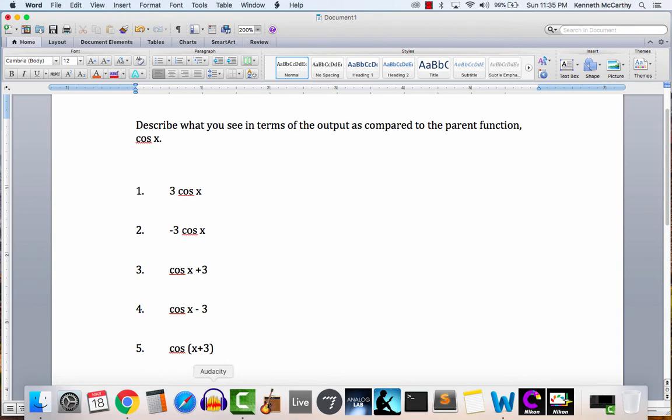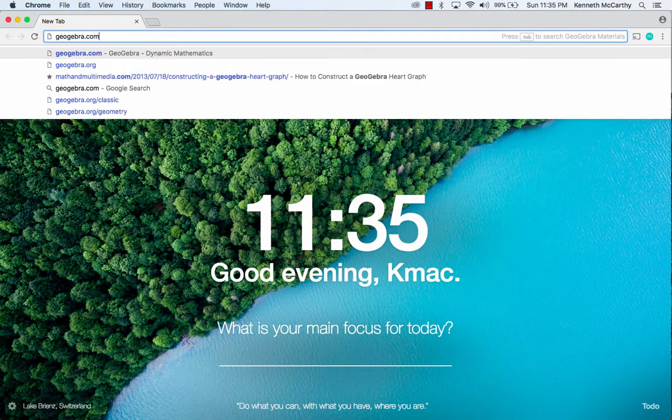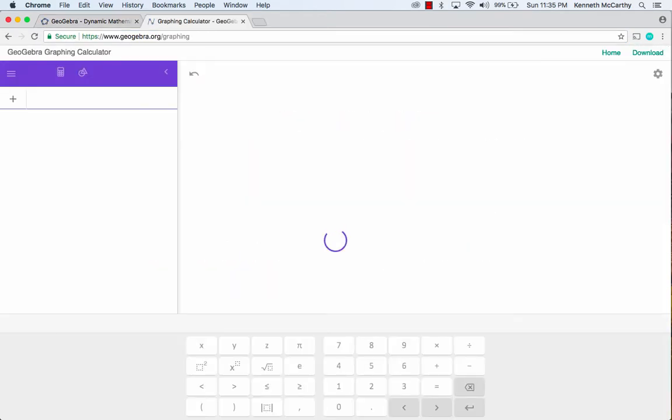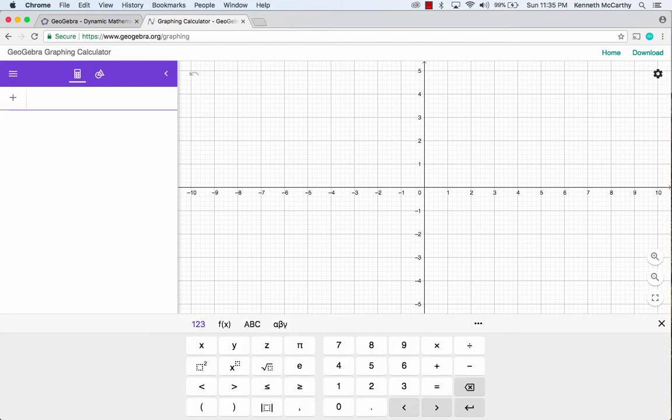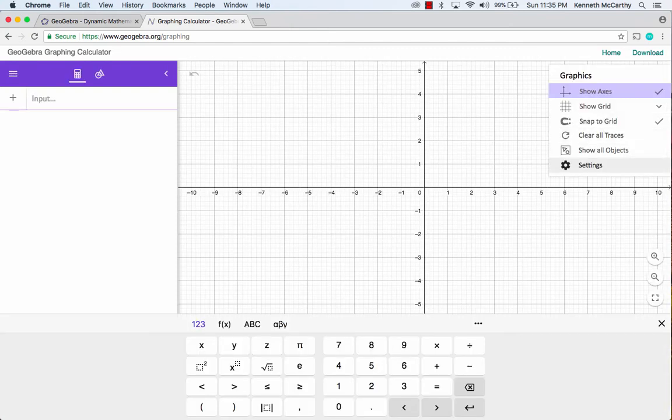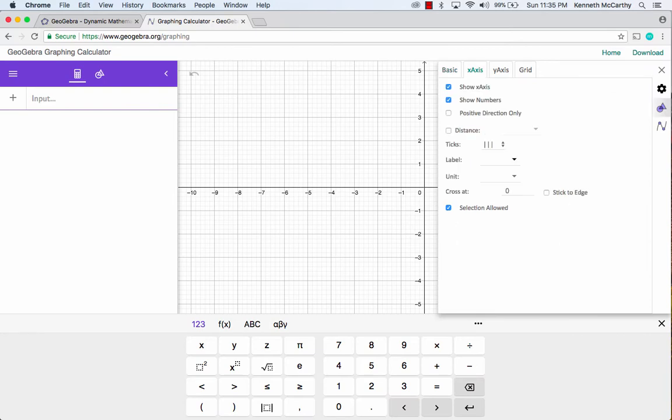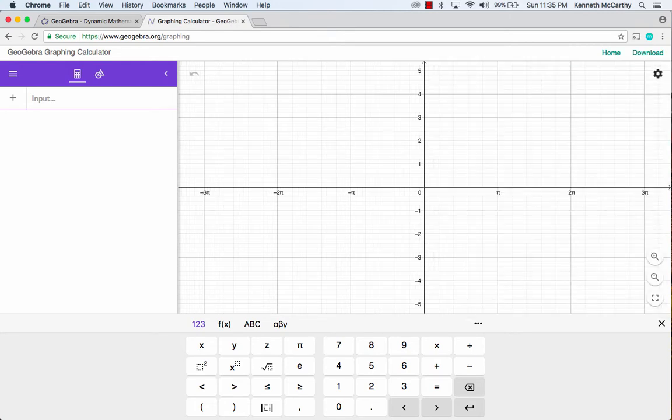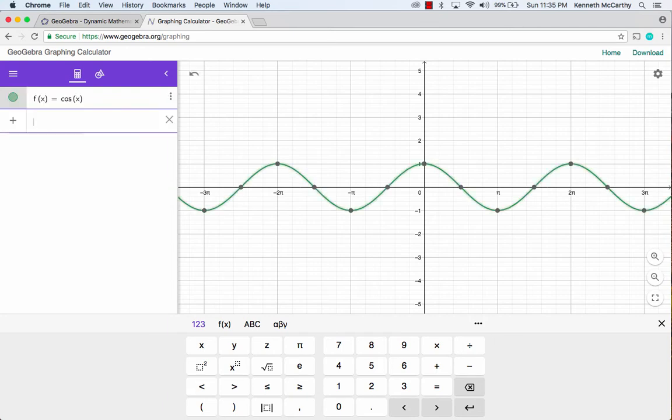So let's do that now by pulling up a browser, going to GeoGebra, and clicking on that first link there. When I do that, I've got this cog up here. I'm going to click on that and go to settings, and I'm going to change the x-axis value to units to pi. Okay? And now that I've done that, let's just jog our memory and do cosine of x. I type in cos space x and then I hit enter, and there's the parent function.